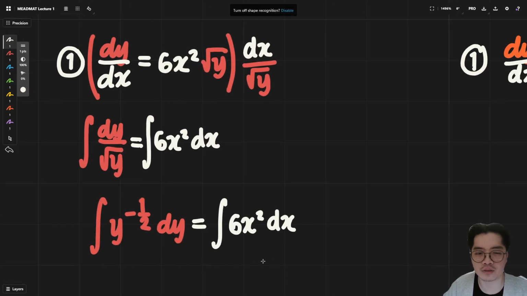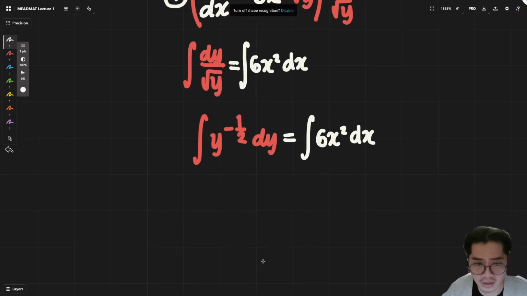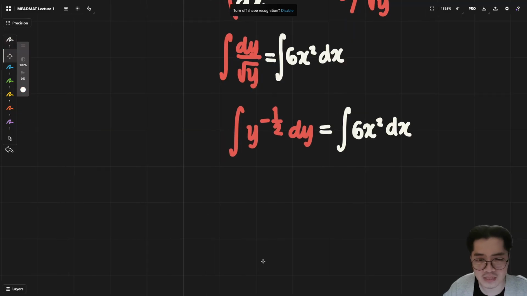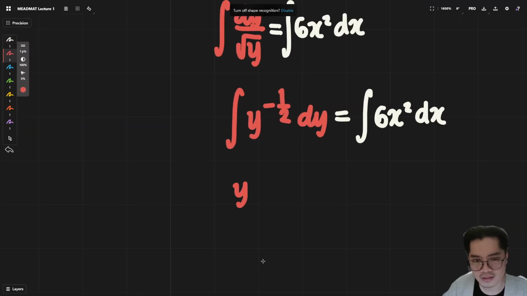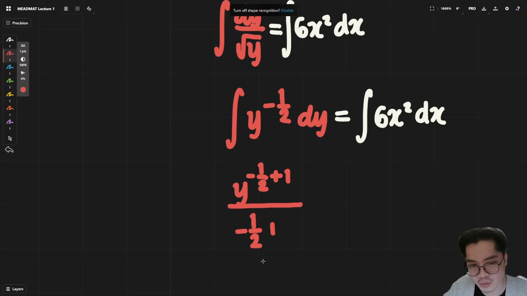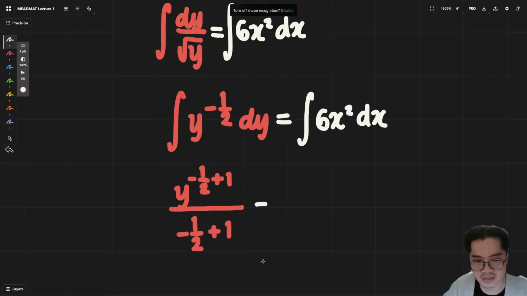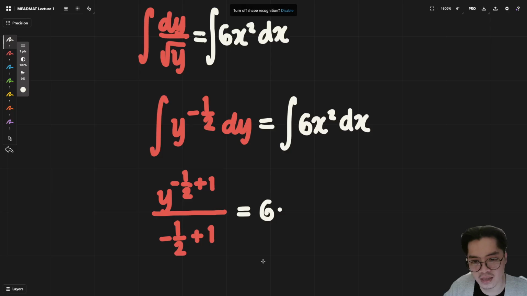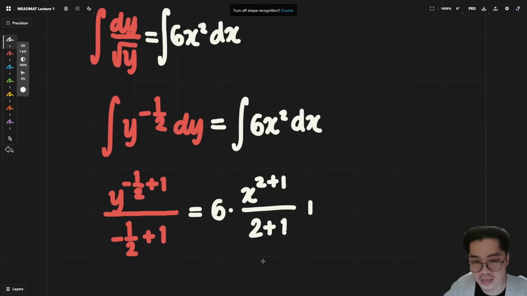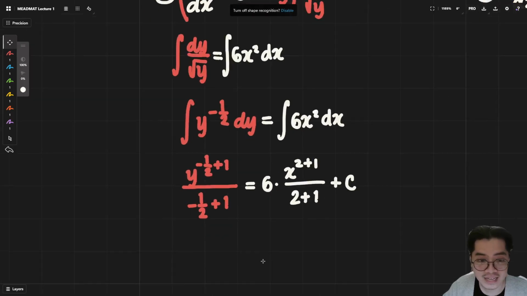And now here we use our power rule. Very clearly, our power rule is just going to be something like this. You want your original, and then you add 1 to the exponent, and then you divide everything by that same exponent that you've just edited. This is equal to 6 times x squared plus 1 all over 2 plus 1. And then I will elect to have the plus c in there.